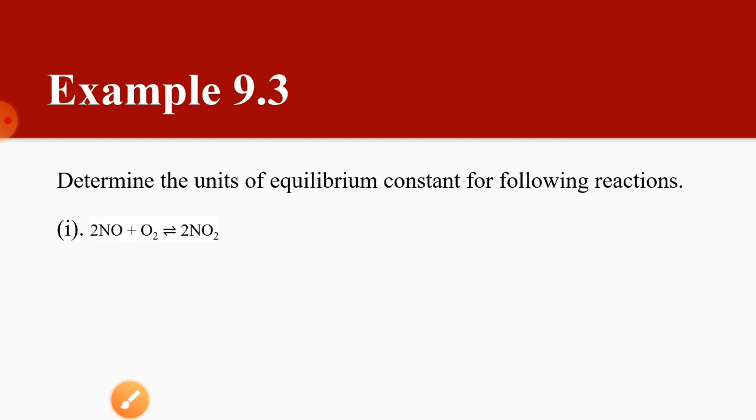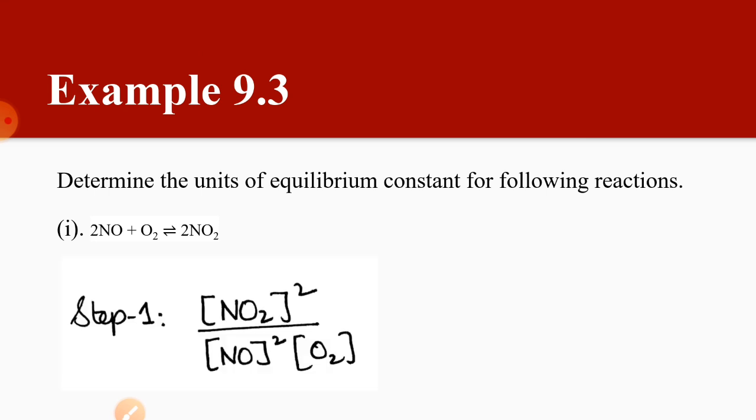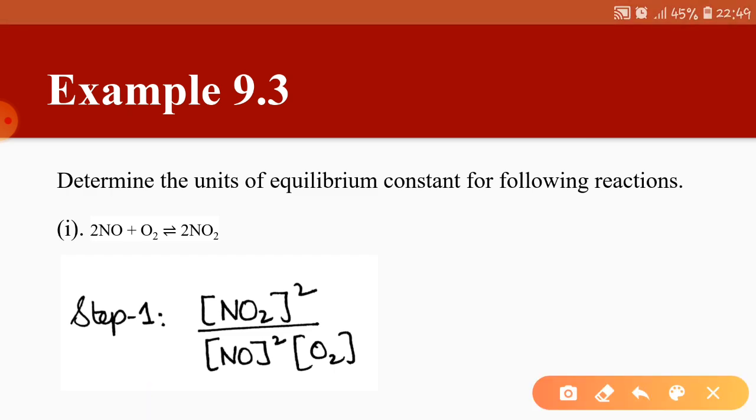Now we will be attempting another example in which nitric oxide, NO, reacts with O2 to form NO2. In this case we have NO2 as a product and a nitric oxide and oxygen molecule as reactants. So we will first write the equilibrium constant expression. After writing the expression, we will write the concentration units for each species.